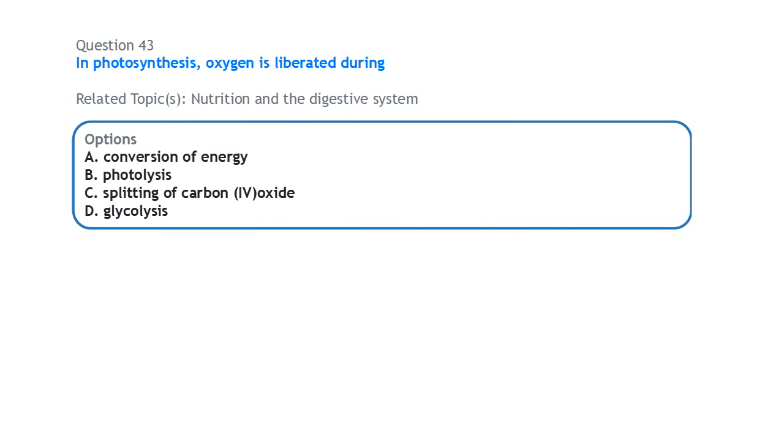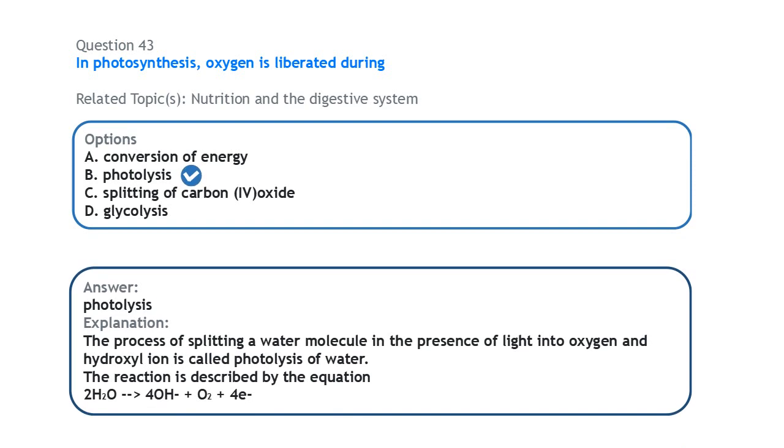Next on nutrition. In photosynthesis, oxygen is liberated during photolysis. The oxygen that is liberated during photosynthesis is produced from photolysis. Photolysis is the process by which a water molecule is split in the presence of light into oxygen and hydroxyl ion. So oxygen is liberated or produced during photosynthesis by the process of photolysis.